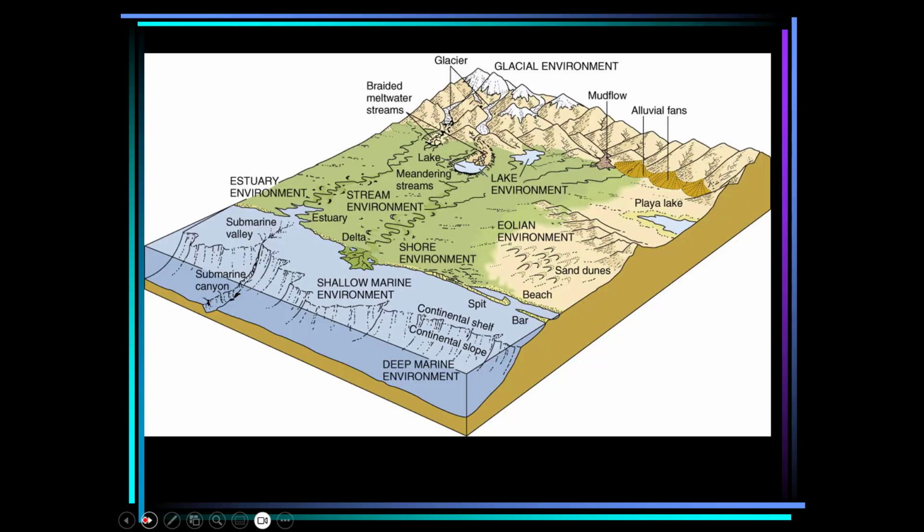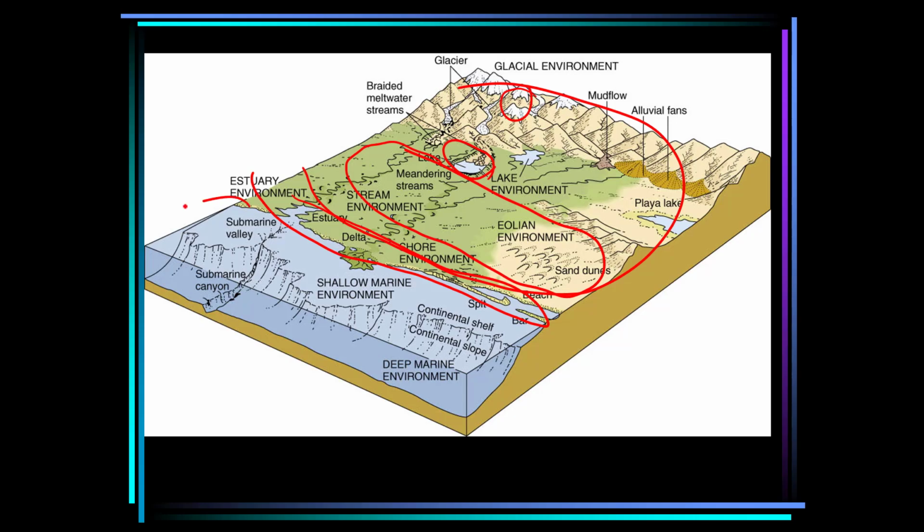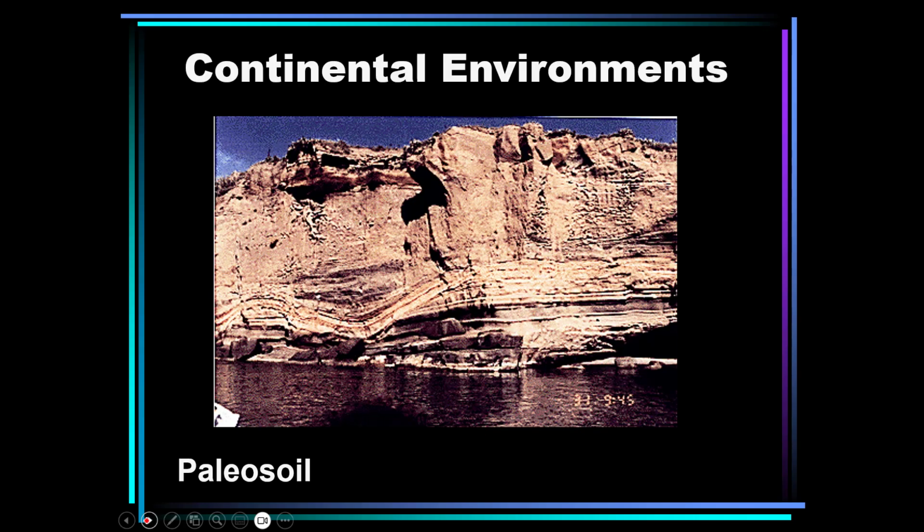So this is just one picture showing you all these environments. You see the continental one. You can see the glaciers up here, the lakes, the stream, like the fluvial environments, and then the transitional environment, and then the marine environments. Let's start with the continental environment. The first thing we have to talk about is the soil, paleo soil.